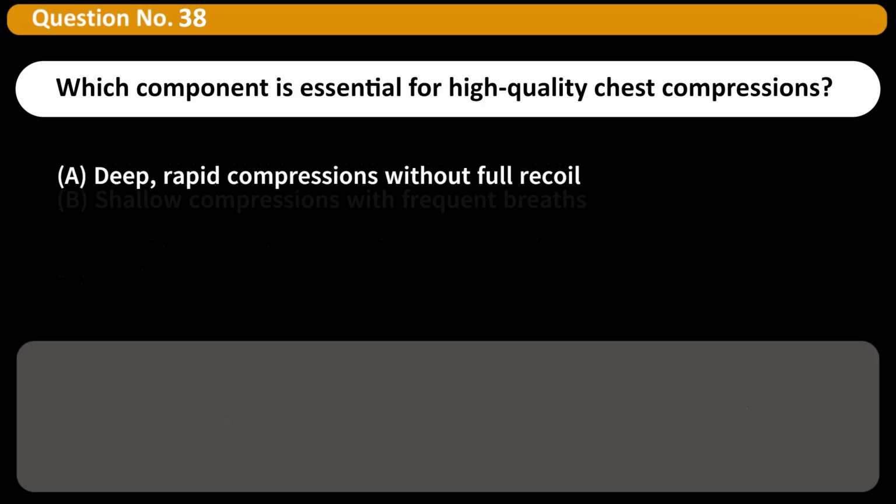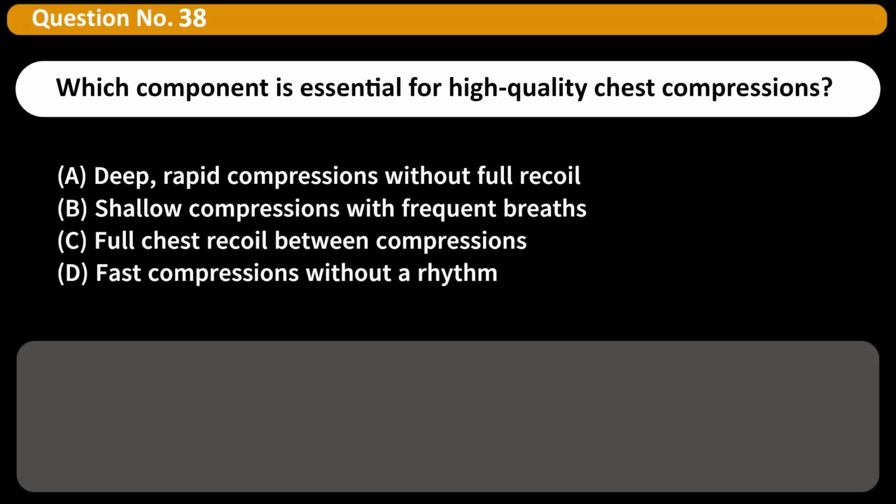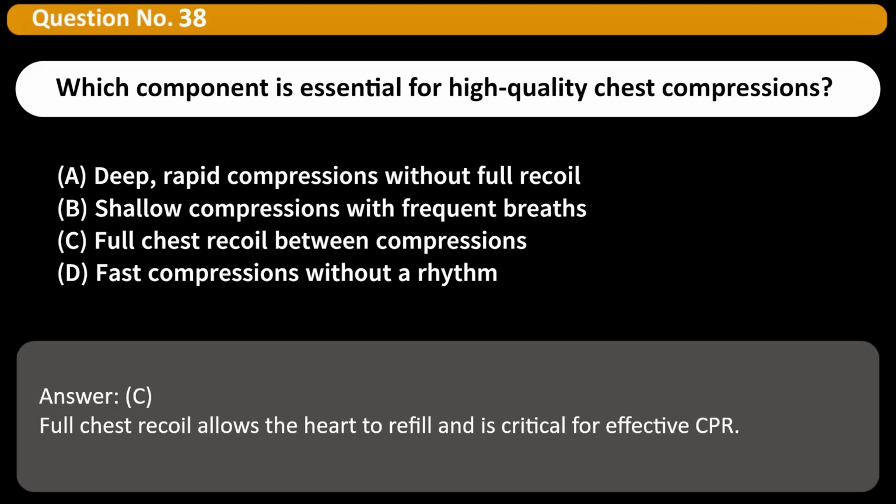Which component is essential for high-quality chest compressions? A. Deep, rapid compressions without full recoil. B. Shallow compressions with frequent breaths. C. Full chest recoil between compressions. D. Fast compressions without a rhythm. Answer, C. Full chest recoil allows the heart to refill and is critical for effective CPR.